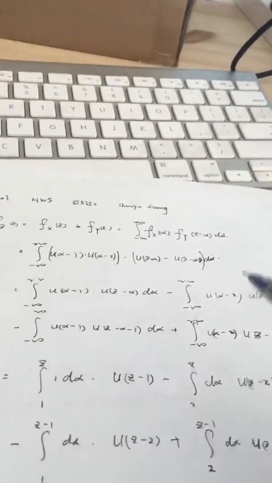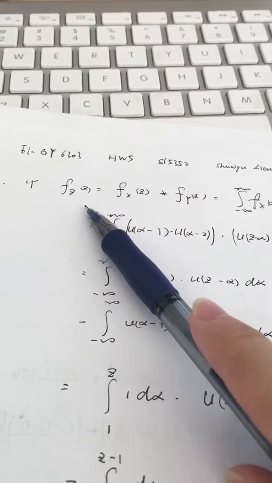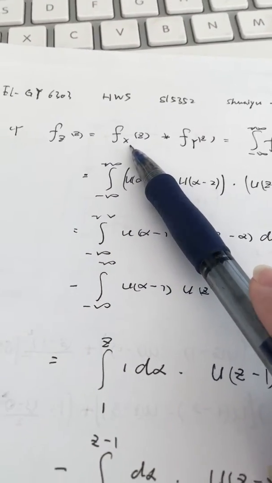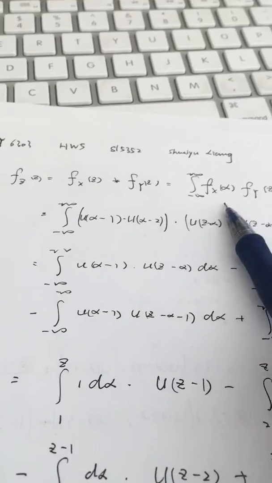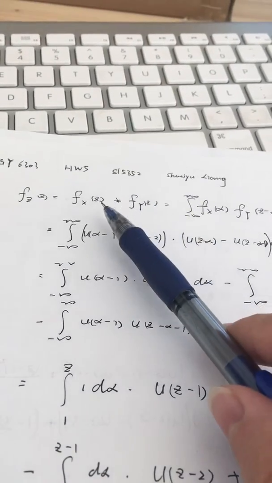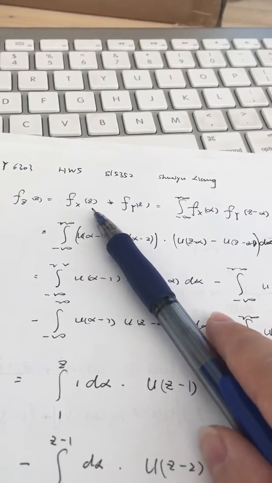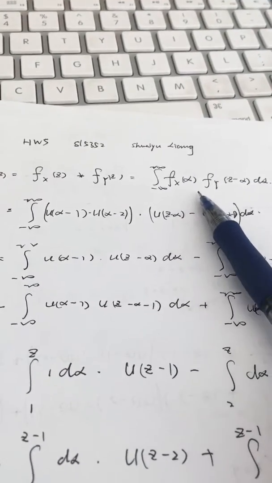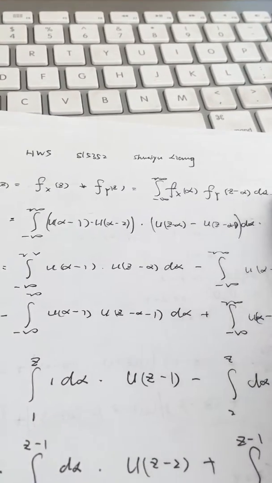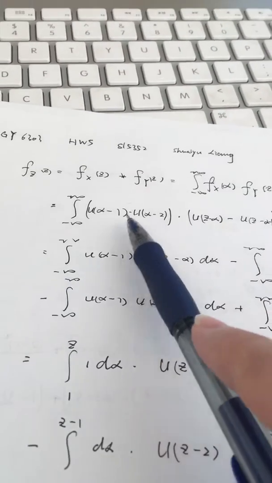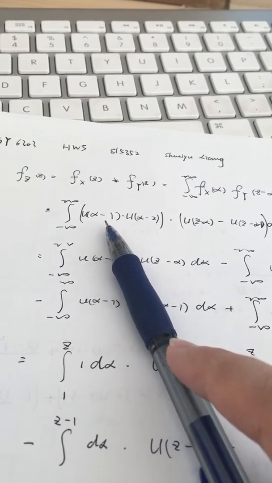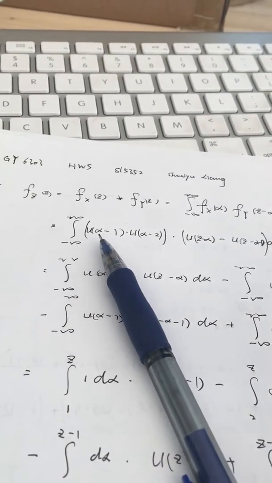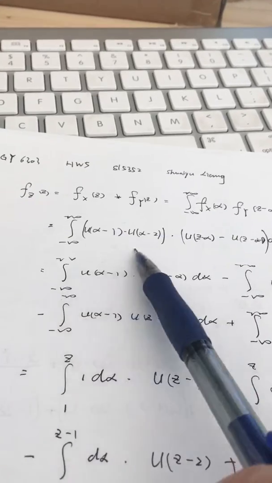Beginning with this question, I'm going to write the formula again. That is f_Z equals the convolution of f_X and f_Y, based on Z. So write the dummy variables here, and rewrite the formula as u of alpha minus 1, and so on and so forth.